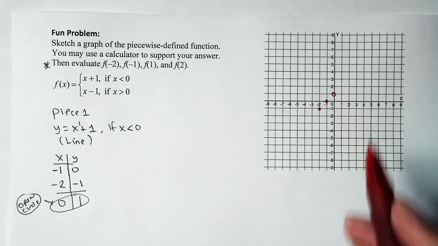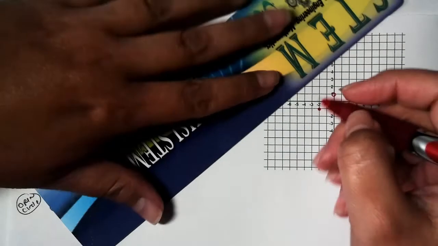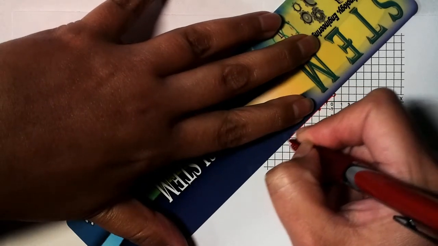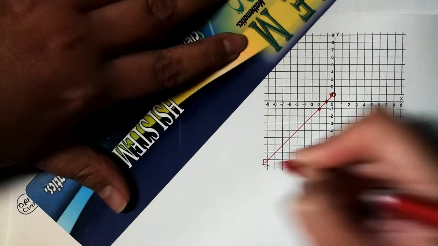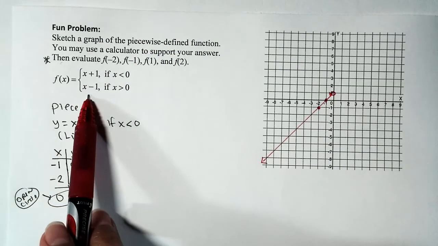So we have a line that goes up, making sure it doesn't pass 0, 1. Okay, so I try my best. Sometimes I move my straight edge. Look at that. I'm so proud of myself. All right, so 1 piece down, 1 more piece to go.